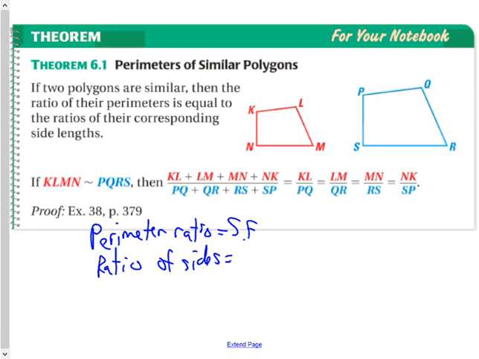We'll get into what about area? How does area compare? We'll also get to what about volume? Volume of three-dimensional units. How do those compare?